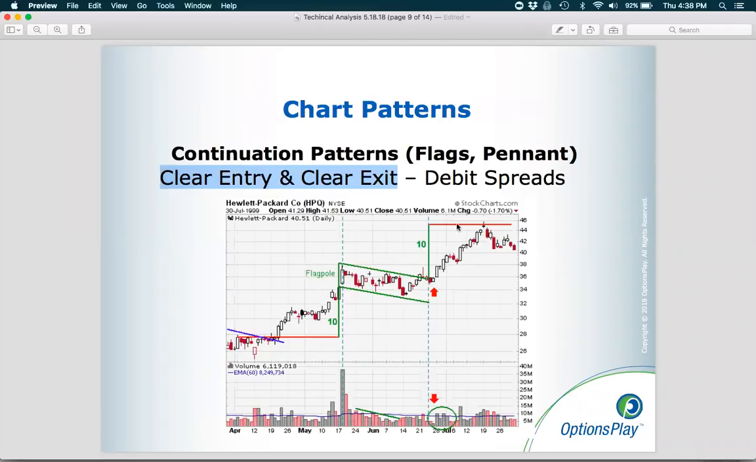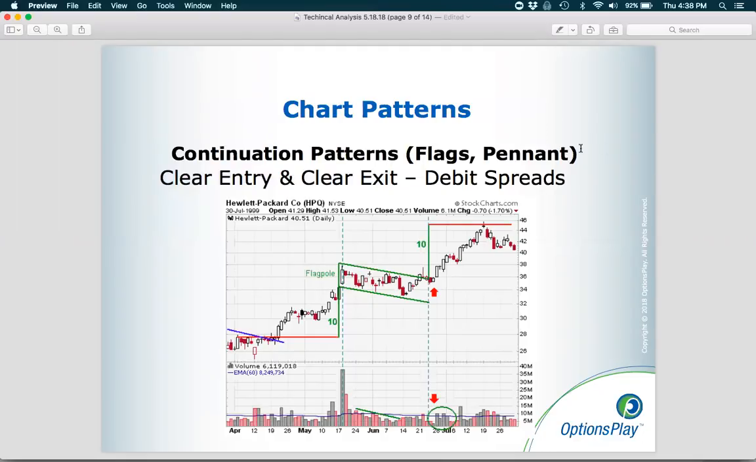And then you can say that the target here is roughly around this $45 range, depending on how far the stock moved in order to get into this flag or pennant or whatever formation. There's lots of different formations they can choose, but they're all different variations of the same concept.